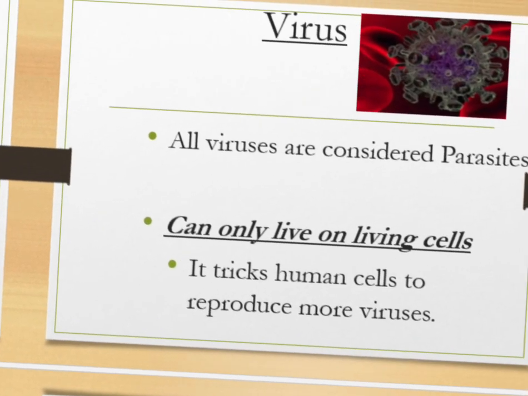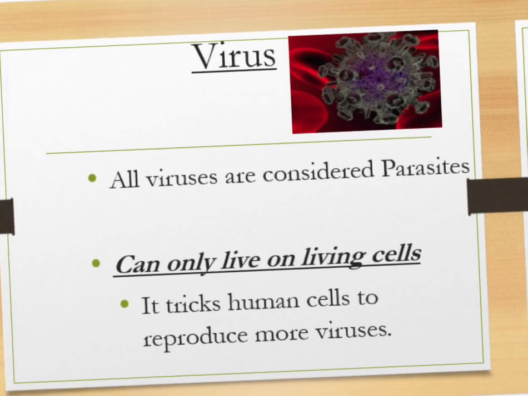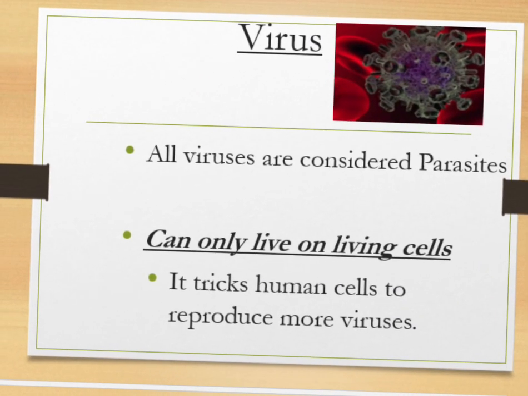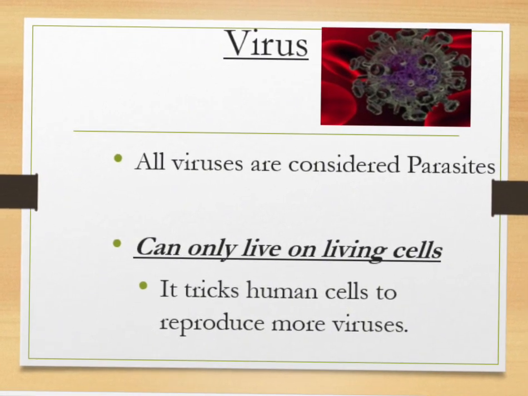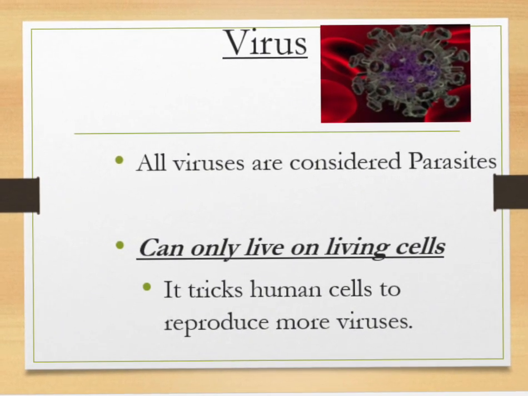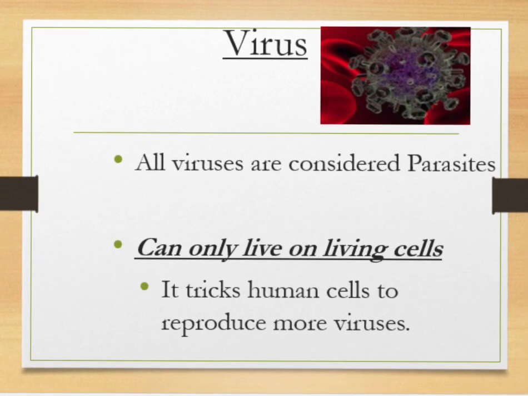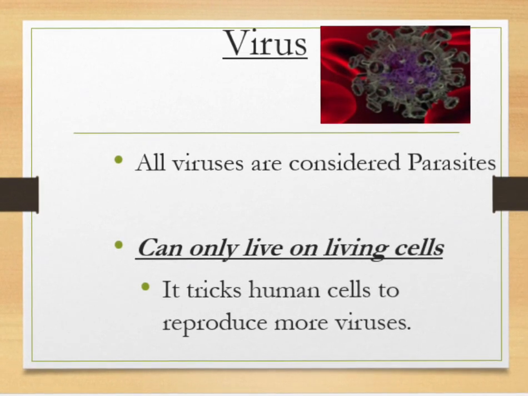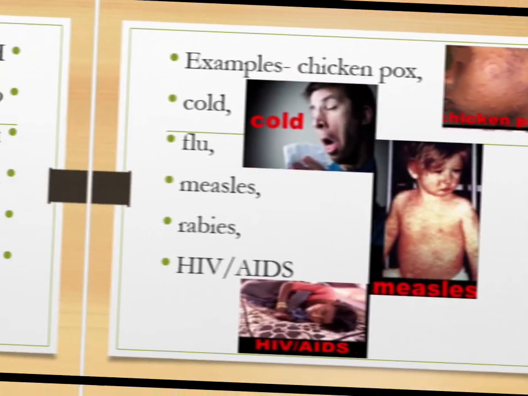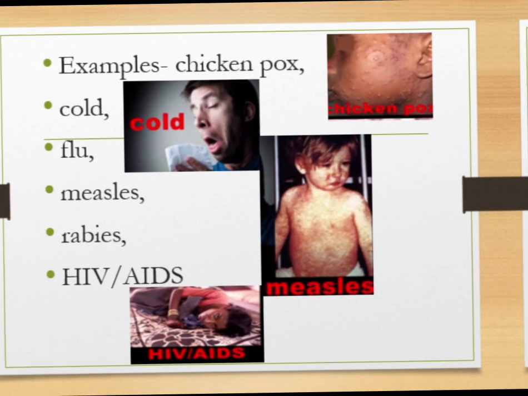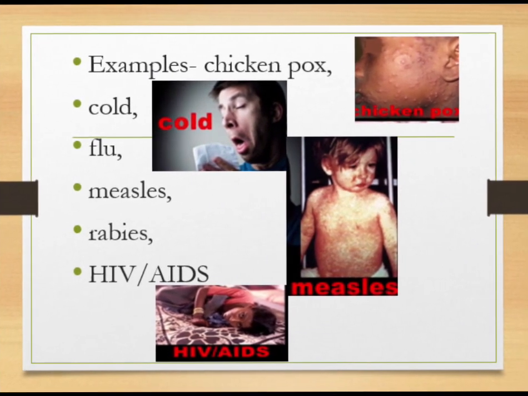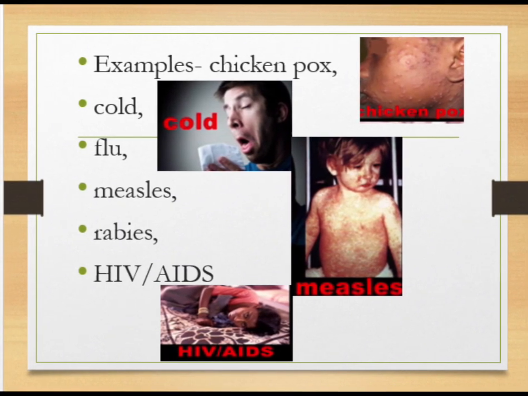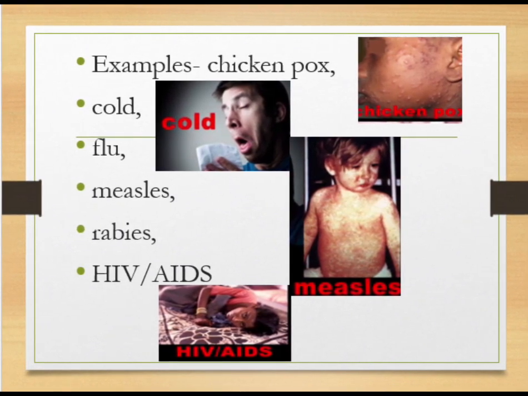We want to look at viruses. All viruses are considered to be parasites. They can only live on living cells. What happens is that the virus tricks human cells into reproducing more viruses. Examples of diseases that are caused by viruses are chickenpox, cold, flu, measles, rabies, HIV, and AIDS.